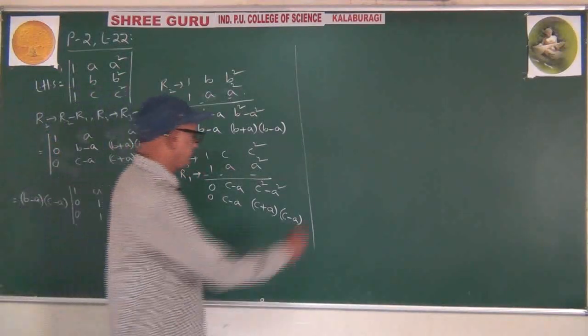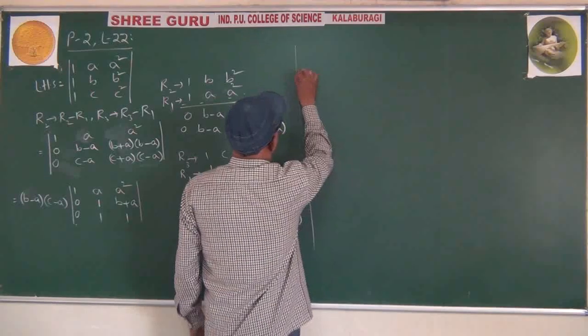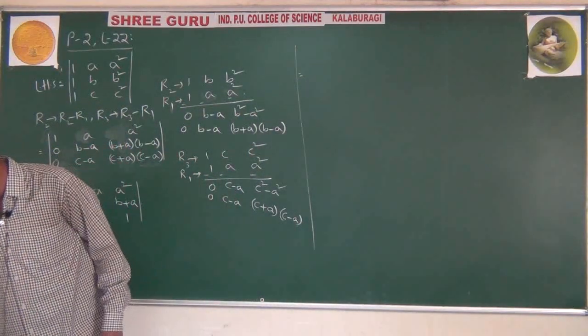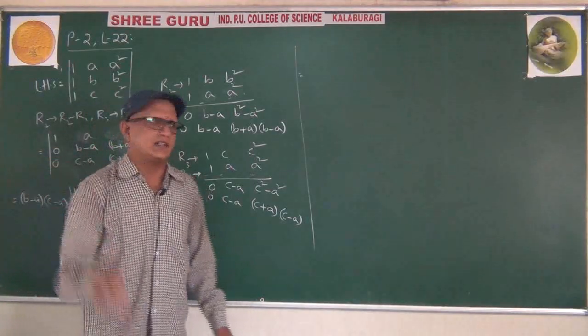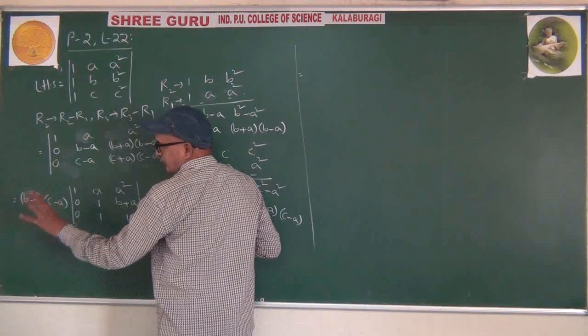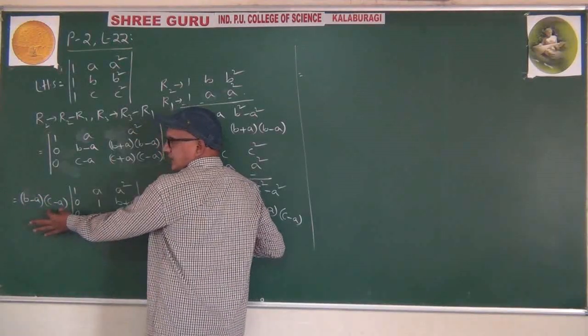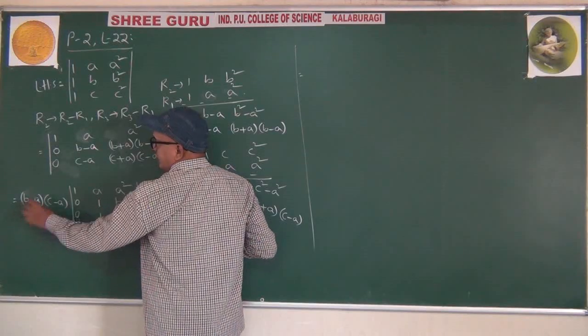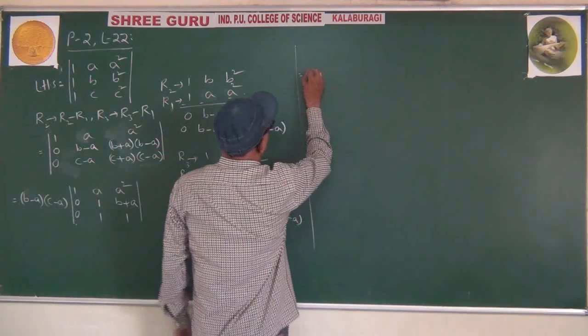So b minus a. In the proving part, actually a minus b, b minus c, c minus a is there. A minus b we want, but it is b minus a. Take minus common.